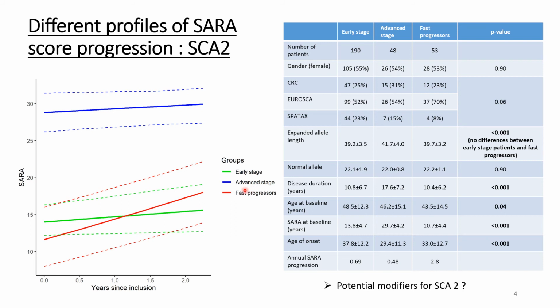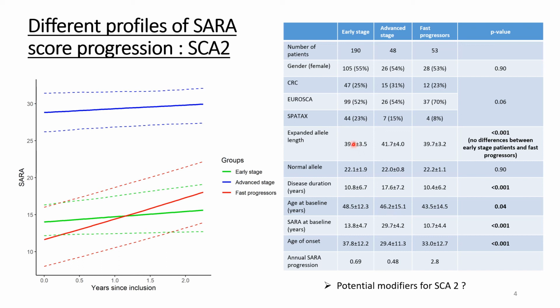So obviously the fast progressors have an annual SARA score progression which is higher than the 2 other groups. The difference between advanced stage and the 2 other groups is that they had a longer expanded allele length, so the age of onset is earlier and the disease duration is longer at baseline, and therefore they have a higher SARA score at baseline.